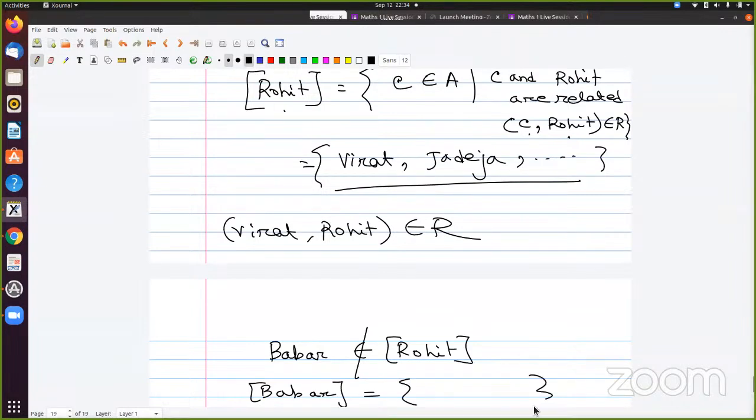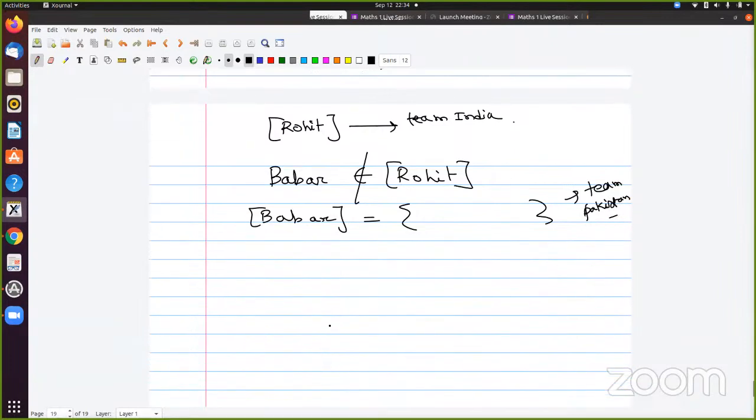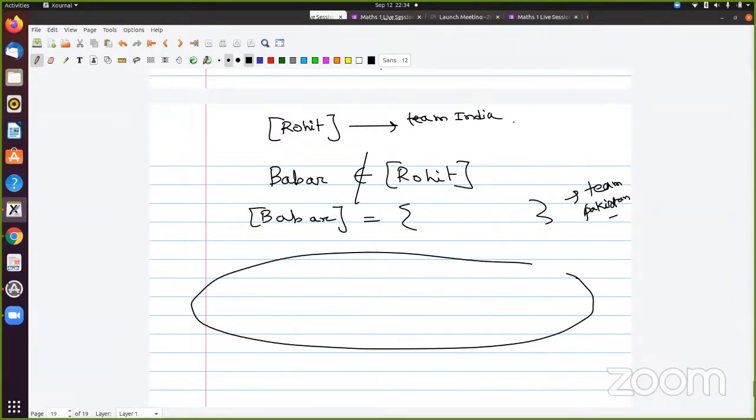It forms a separate class. Pakistani players. This is basically Team Pakistan, right? And if I consider the set of all players who play with Rohit Sharma, exactly, this is Team India, right? Correct? Yes, sir. So it takes all the set of cricketers. This was the set of cricketers.